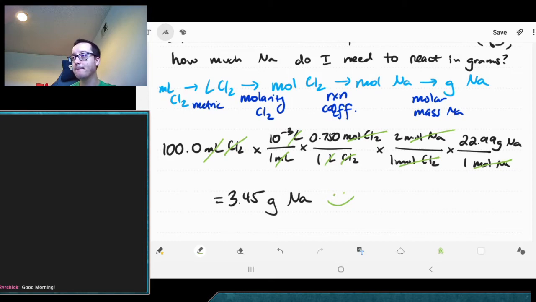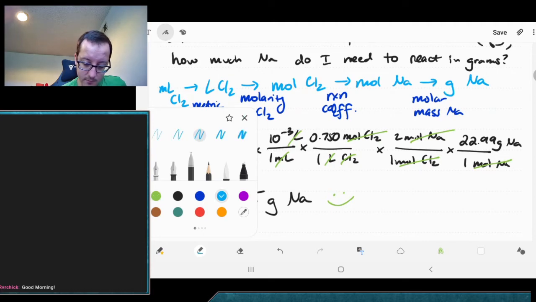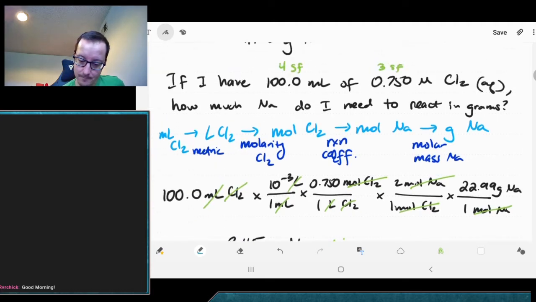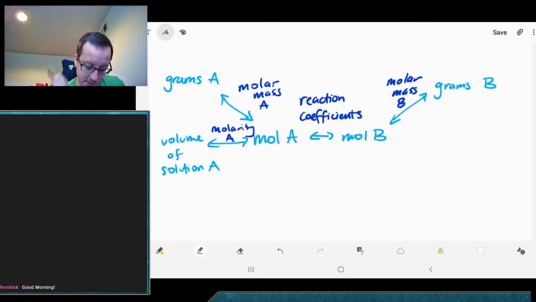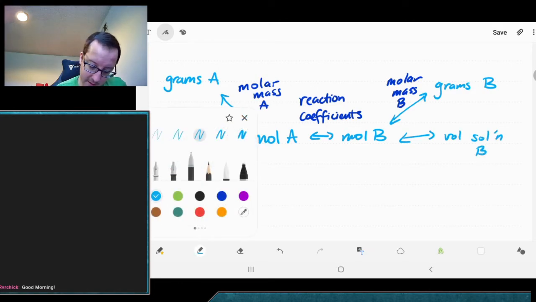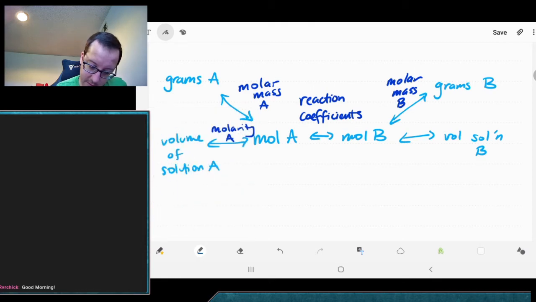Questions on that one? Again, these are just unit conversion problems over and over again. Alrighty, how about this one? Now let's do one with the volume of solution B using its molarity. Let's do one of those.